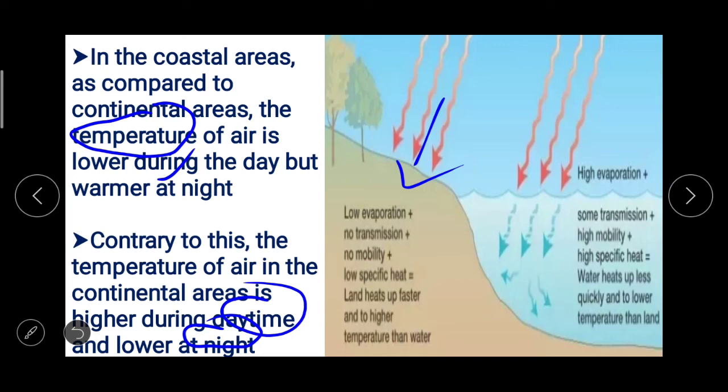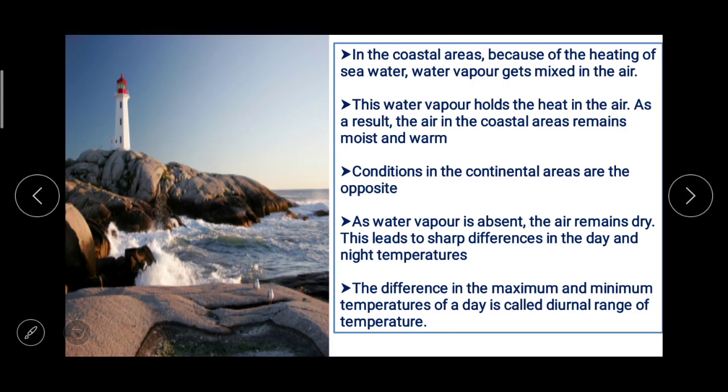So here you can see on the continental zone, low evaporation, no transmission, no mobility, low specific heat, land heats up faster and to higher temperature than water. And what about water? High evaporation, some transmission, high mobility, high specific heat. So water heats up less quickly and to lower temperature than land.